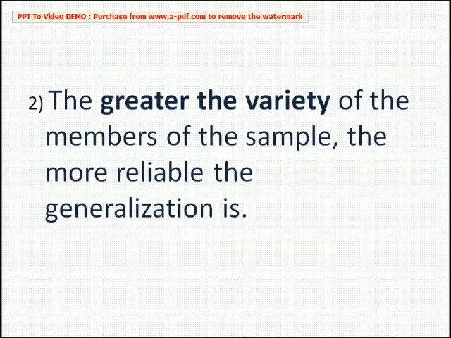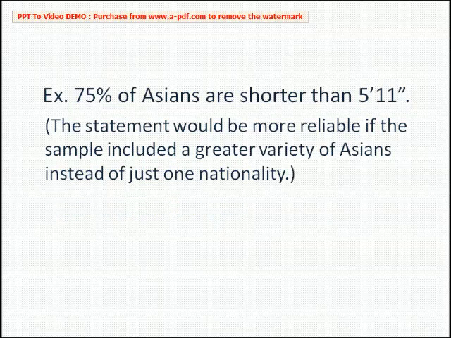Second, the greater the variety of the members of the sample, the more reliable the generalization is. For example, 75% of Asians are shorter than 5'11". This statement would be more reliable if the sample included a greater variety of Asians instead of just one nationality.